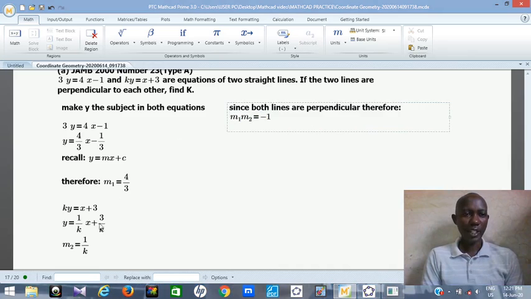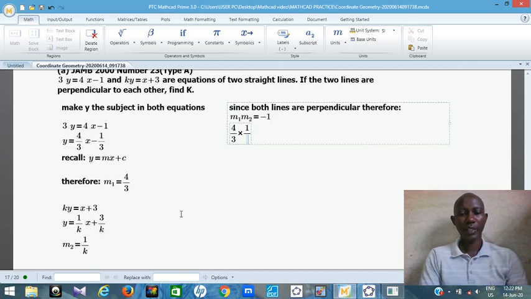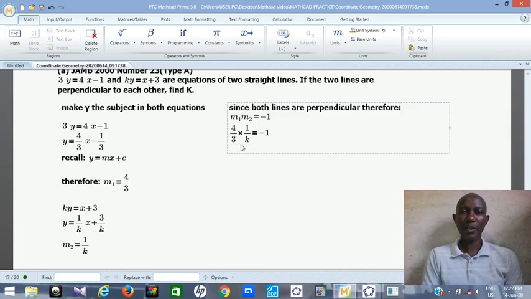Then all I need to do here is substitute these two. From there, k can be solved as a simple equation. So m1 is 4 over 3. You multiply it by m2, which is 1 over k, then equal to minus 1. Then you can now solve this simple equation to get your answer for k. So that is all it is.